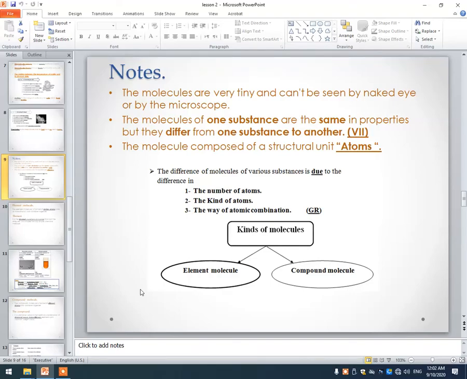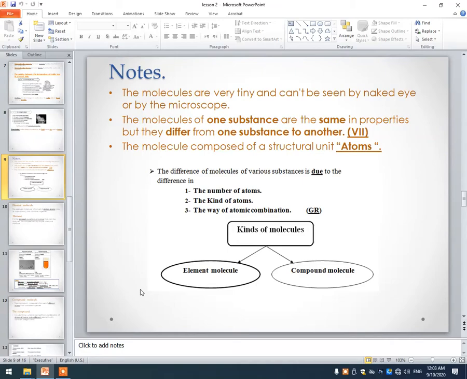Okay, you have to know that we have some notes. The first one is that molecules are very tiny and can't be seen by the naked eye or by the microscope. The second one is that the molecules of one substance are the same in properties, but they differ from one substance to another, and this is a very important note.